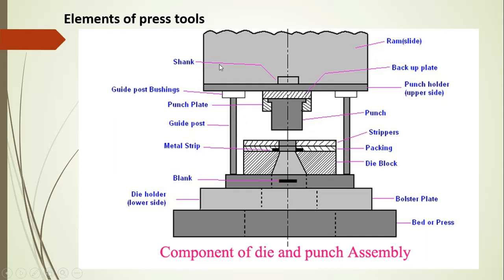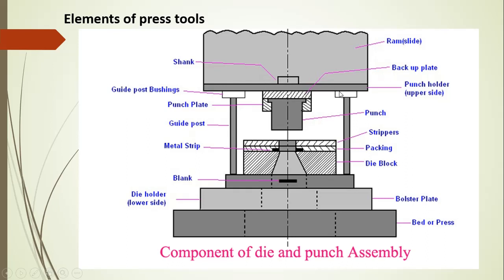These are the different elements of the press tool. If you are observing, this is a whole assembly of the press tool. We are coming from the upper side, that is, this is the ram. We are applying the loads in tons or in kilonewtons according to the component we are using. That is the ram, and that we call the top plate.